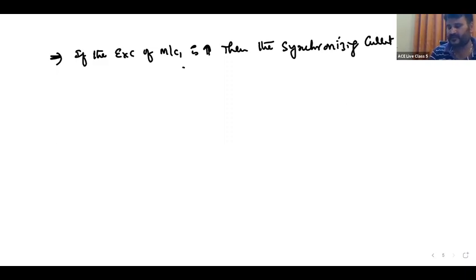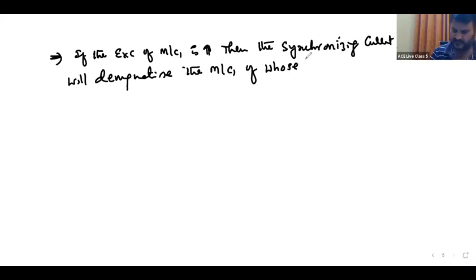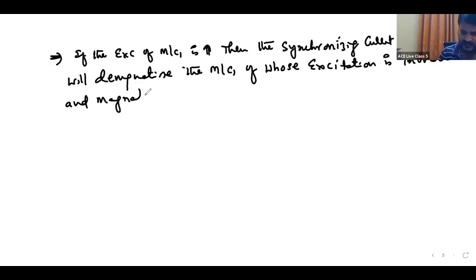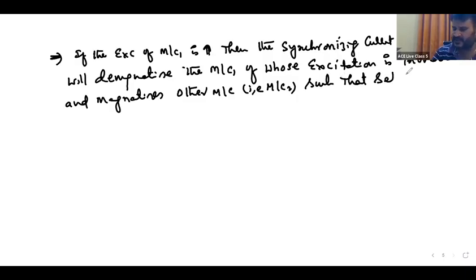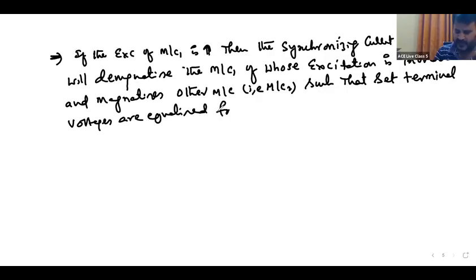or power, synchronizing current or power, will demagnetize the first machine, machine 1, whose excitation is increased, and magnetizes the other machine, that is machine 2, such that the set terminal voltages are equalized. For stable parallel operation.